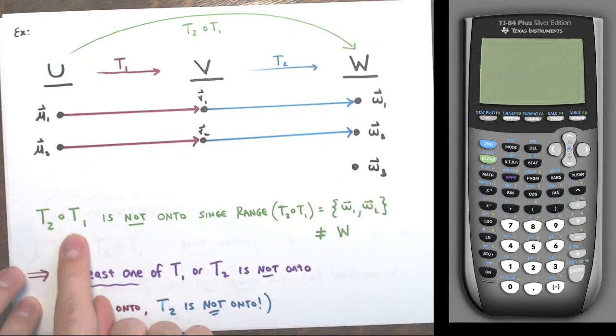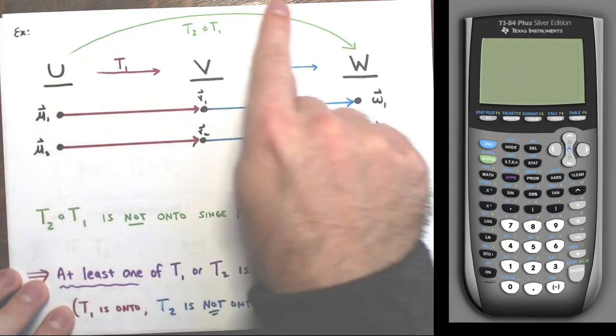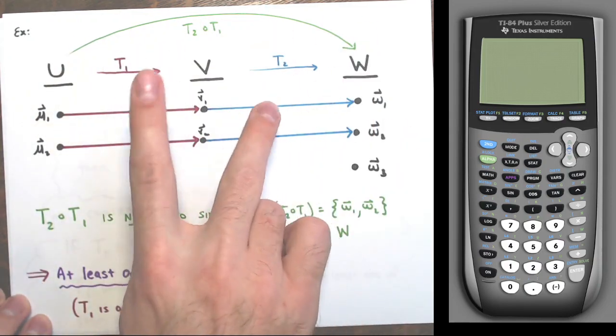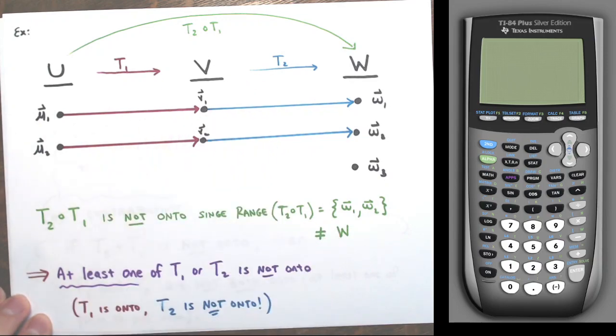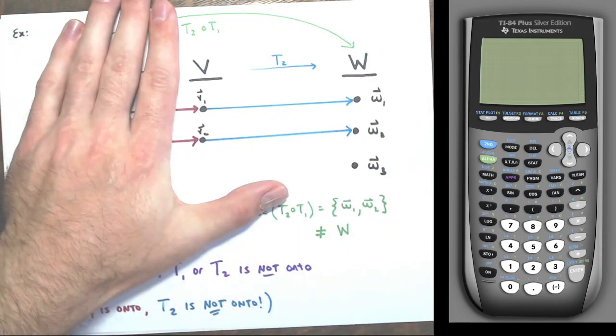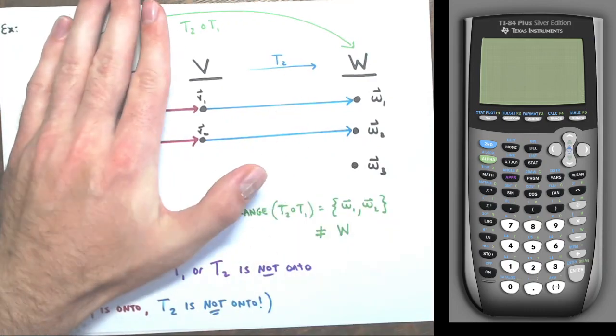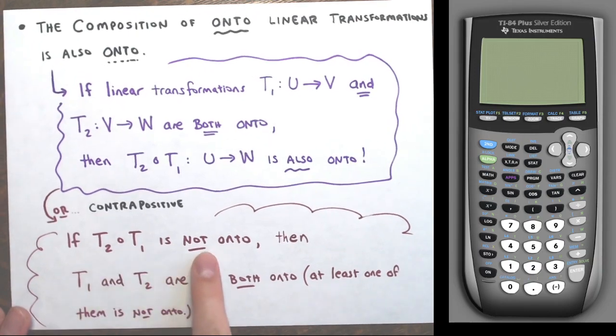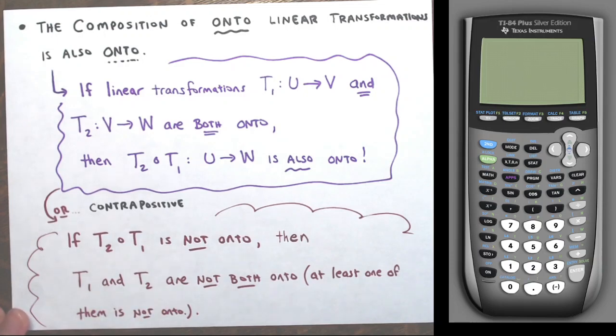And because it's not onto, because I know the composition is not onto, at least one of the two functions that make it must not be onto either. And you can see again that T2 is not onto. So that's what I was saying here. If you know a composition is not onto, if you have shown that a composite function is not onto, then at least one of the two functions that made it must not be onto either.